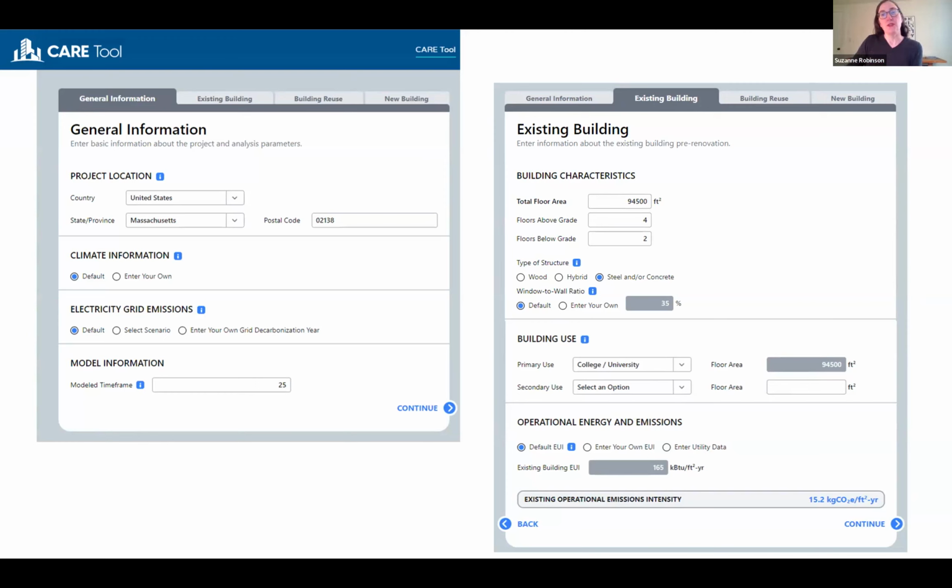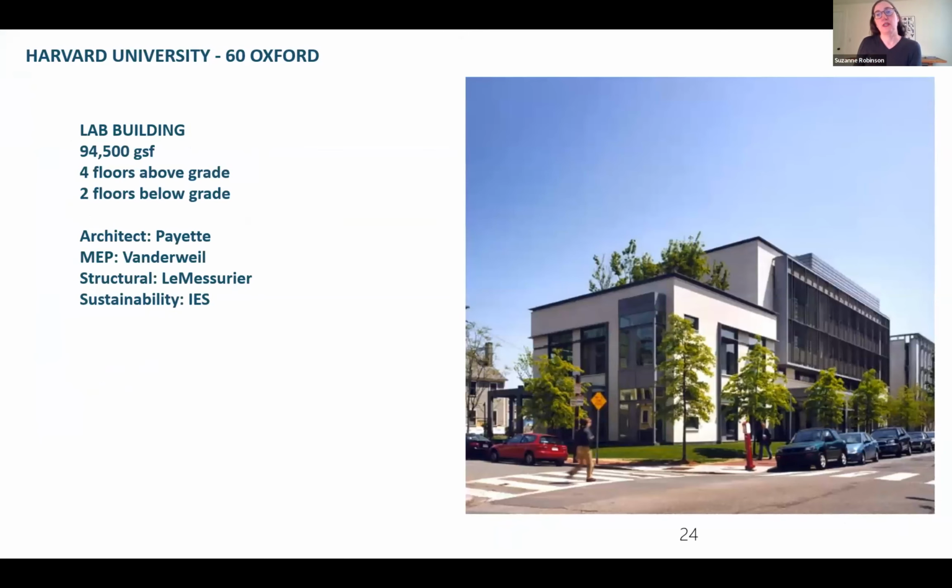So using this tool, I want to showcase a project that Patrick and I, Vanderbilt and Lemessurier, are both working on at Harvard University, 60 Oxford. This is a lab building. It's about 95,000 square feet, 4 floors above grade, and then a bunch of labs subterranean, 2 floors below. Architect is Payette, and the sustainability consultant on this is IES.